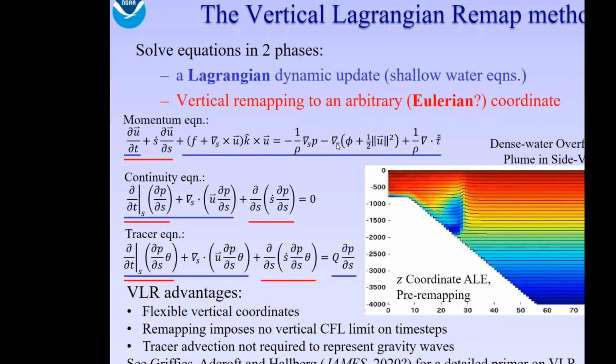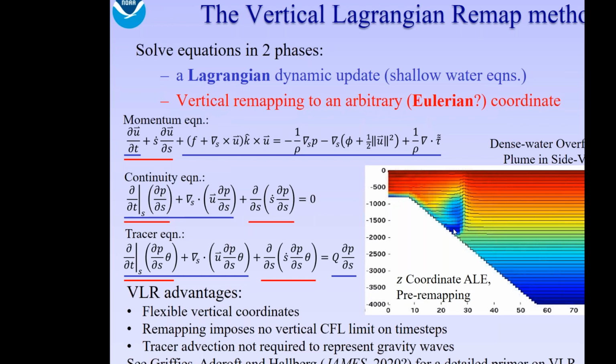As you get vertical motions, for instance, as you see here in this picture on the right, this is a downward plume with a kind of a nose that's rolling up into a big vortex in this dense overflow. And then the continuity equations in this Lagrangian phase are used to predict the vertical motion of the interfaces. ds is the coordinate, dp/ds is essentially the thickness of each of these layers.